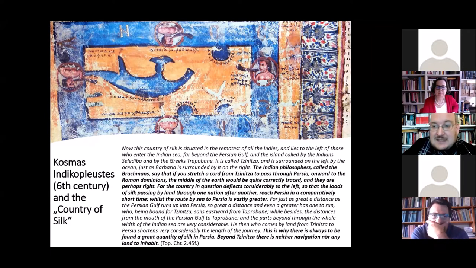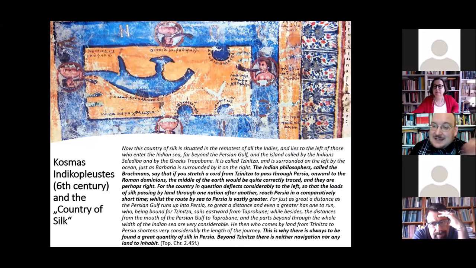However, what we find in ancient literature, here in the text of Cosmas Indicopleustes from the 6th century, is the idea of a rope or a cord stretching from Tsinitsa, the land of silk, China. However, it is not really clear where Cosmas is locating it, from Tsinitsa through Persia, onwards to the Roman dominions. If we stretch a cord across these countries, the middle of the earth would be quite correctly traced.